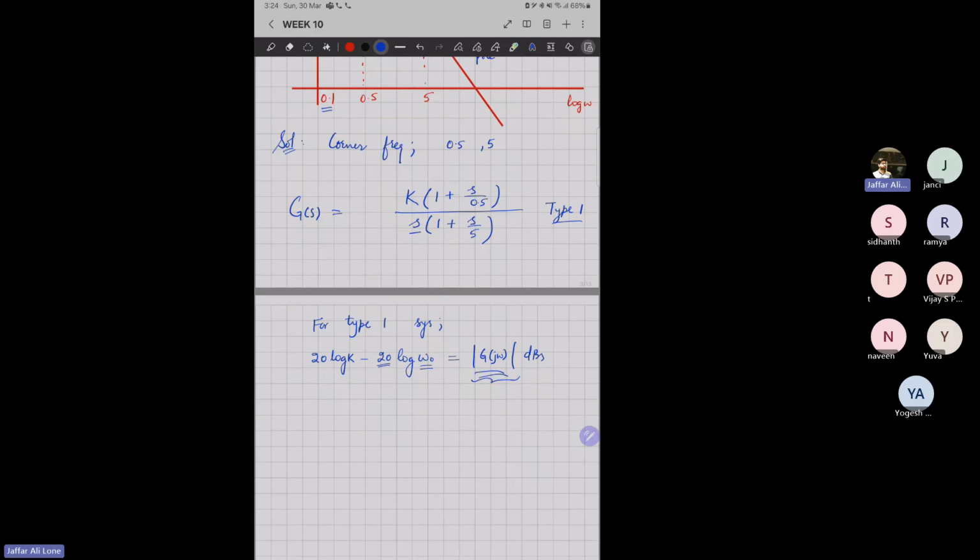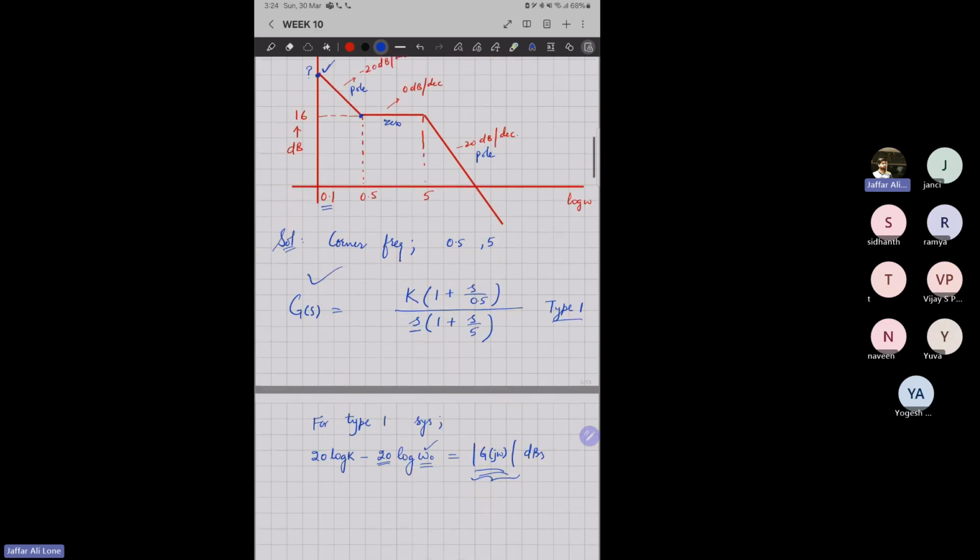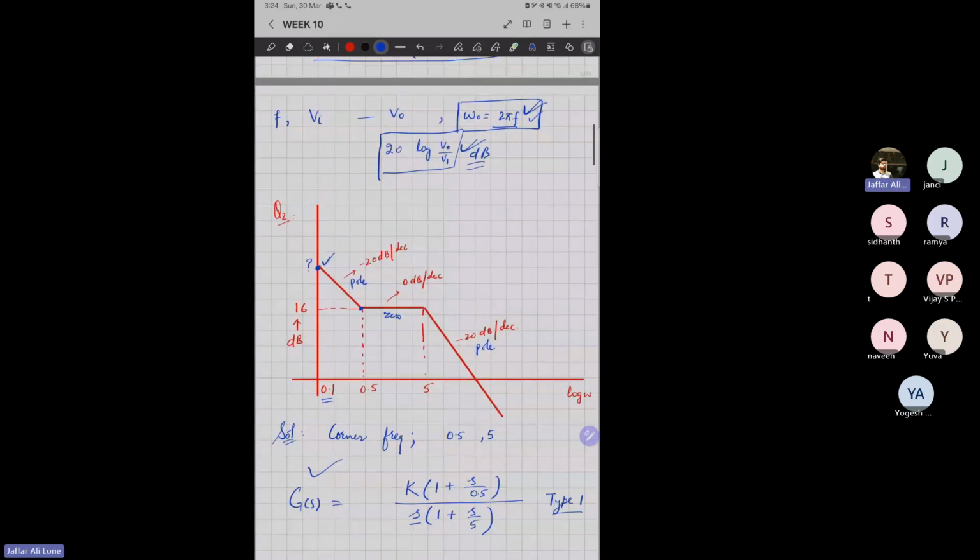Then I can easily find the value of k, because I know omega naught, which is 0.1. I would know this magnitude and I can easily find the value of k. When I know the value of k, I know the transfer function, right? So here, how would we find this value? Let's assume the value is y, because I know x is 0.1.